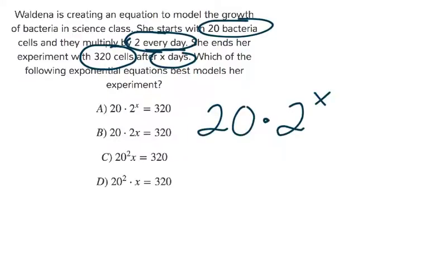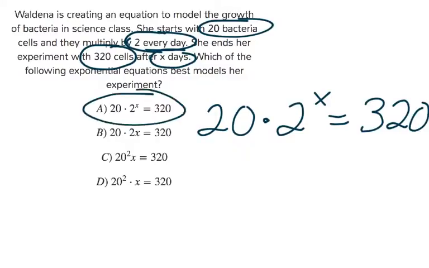And the very last thing is she ends the experiment with 320 cells. So the end of everything, after it's doubled or been multiplied by 2 multiple times, we know that the whole thing comes out to be 320. So equals 320. Let's go ahead and match that to our answer choices. A looks pretty much the same. That's probably going to be our answer.